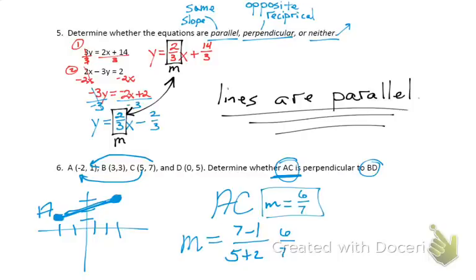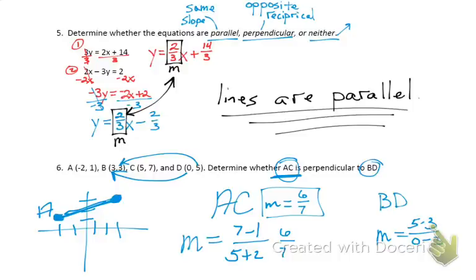And now I'm going to find the slope of BD, again by doing my m equals, and I'm going to take D and subtract B. Again, you can go either way. I'm going to do 5 minus 3, and then I would have 0 minus 3. And 5 minus 3 is 2 over 0 minus 3 is negative 3. So the slope of BD is negative 2/3.